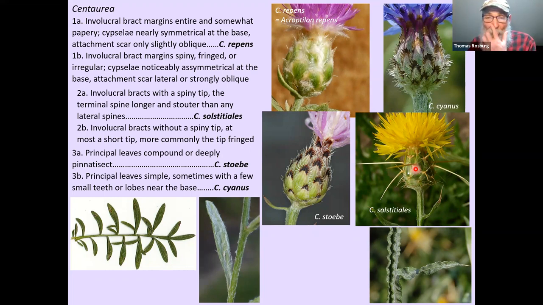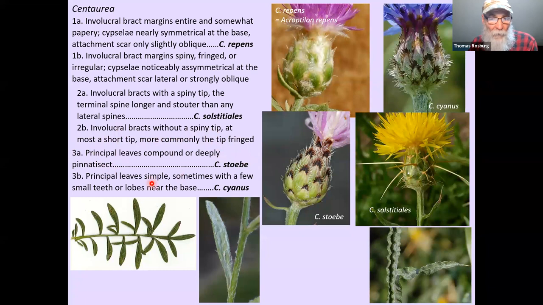Most of these centaureas, by the way, are really problems out west. They're really invasive species further west. Apparently they have come into Iowa, but they're not doing real well here, which is good. Okay, so that pulls off yellow star thistle. If the involucral bracts don't have that really strong spiny tip, at most it's a short tip, or again, more commonly, the tips of the bracts are fringed like this again.